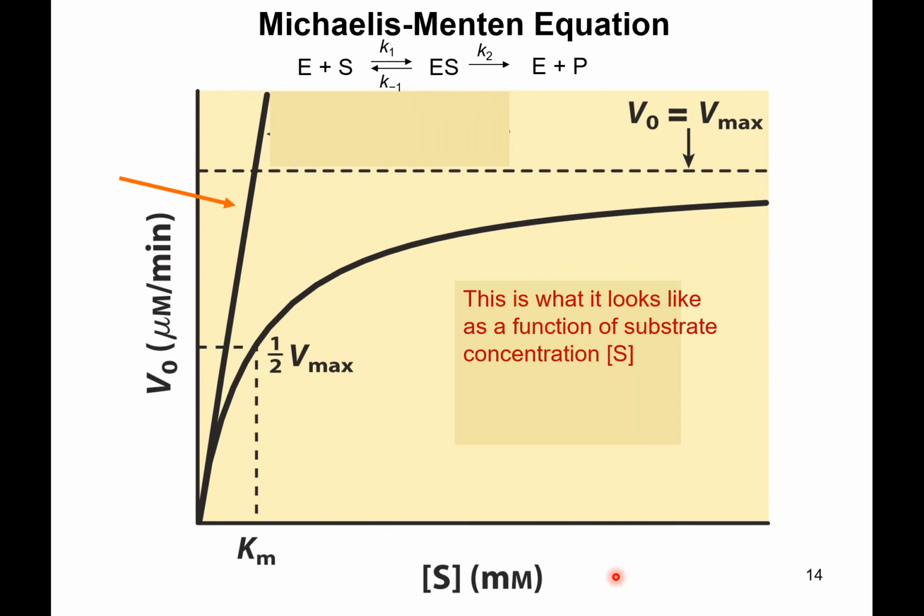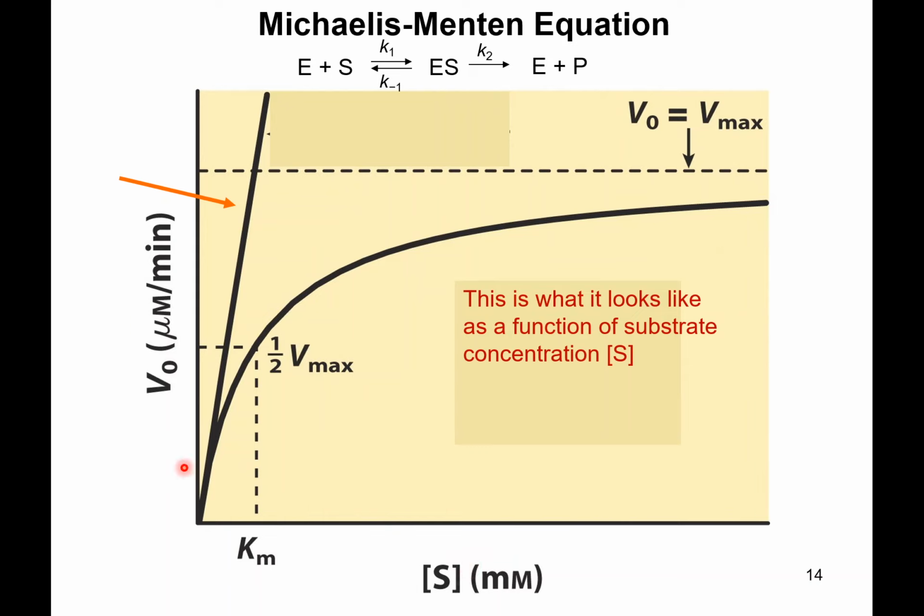We're going to show this plot, and we'll be coming back to it quite a bit. What we're plotting is what's known as the initial velocity, or V naught. That's the initial rate of reaction, and the units are micromoles per minute here on this graph. And we're plotting that versus the substrate concentration.